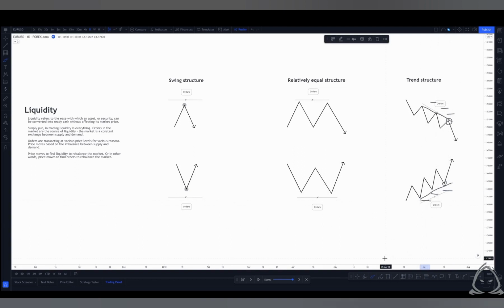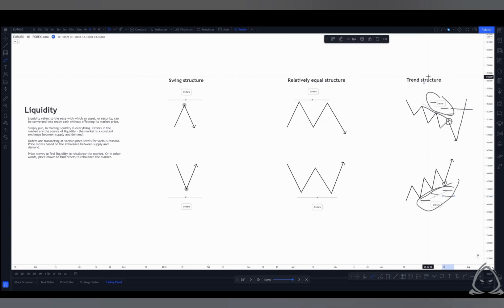So we know, just given that in its basic sense, what is being built above this? Orders. A lot of people are also looking to trade breakouts. So again, all of these go back to the exact same thing. What is happening? What is being created? Big pockets of money, big pockets of orders. That's all that's sitting above these swing highs, these relatively equal structures, these trend structures.